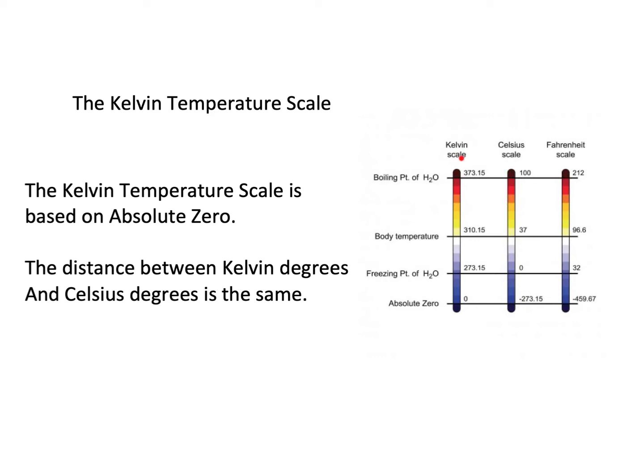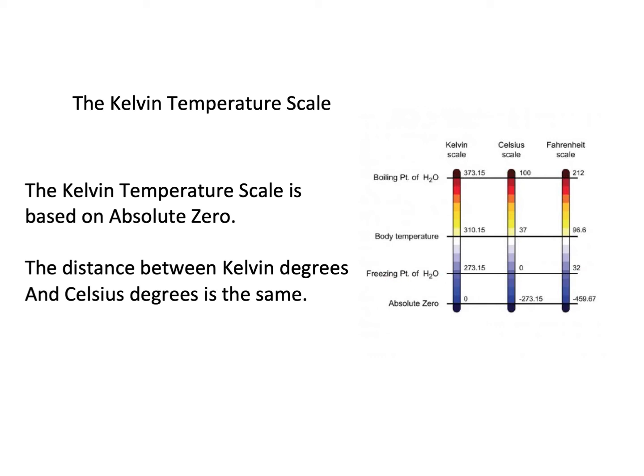So let's start with the Kelvin scale. At absolute zero, the Kelvin scale has 0 as its temperature. That's what we mean when we say the Kelvin temperature scale is based on absolute zero. The 0 on the Kelvin temperature scale is the coldest temperature possible in the universe. On the Celsius scale, the 0 is the freezing point of water. And on the Fahrenheit scale, the freezing point of water is 32 degrees. So that gives you sort of a basis for comparison.